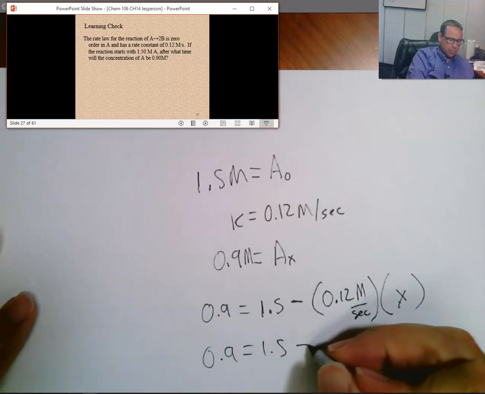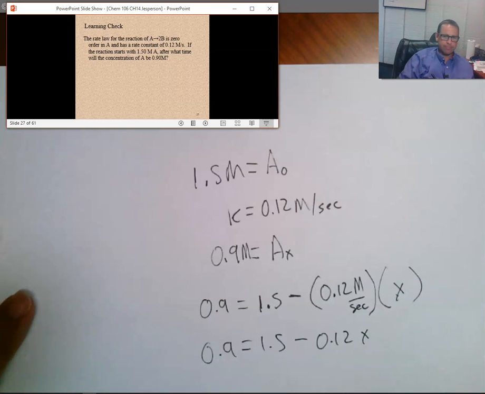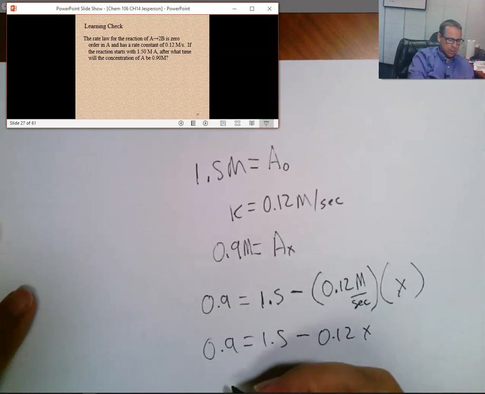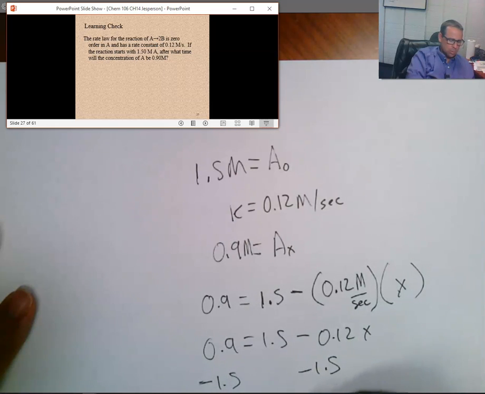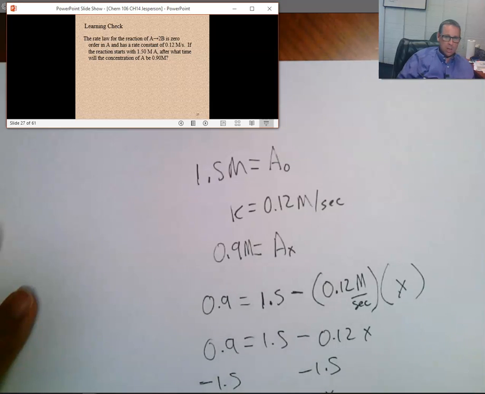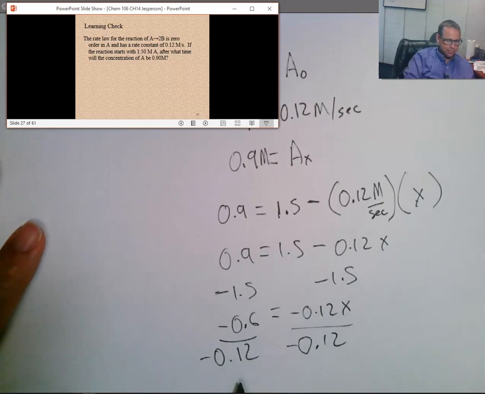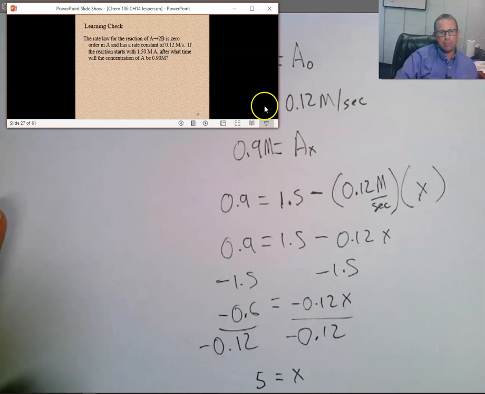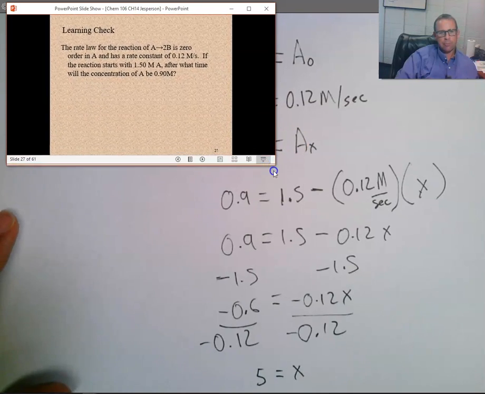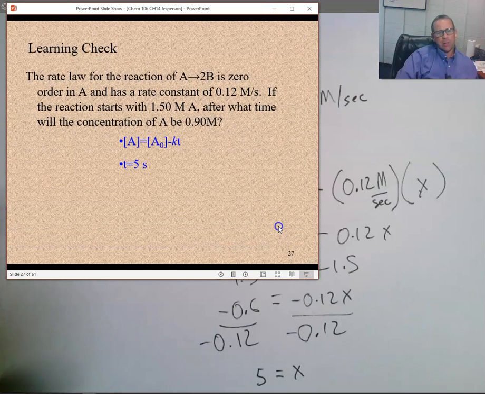So, can we solve this? 0.9 equals 1.5 minus 0.12x. We could solve that, right? Yes. I got 5 in my calculations. Okay. And what are the units for 5? 5 seconds. Very good.